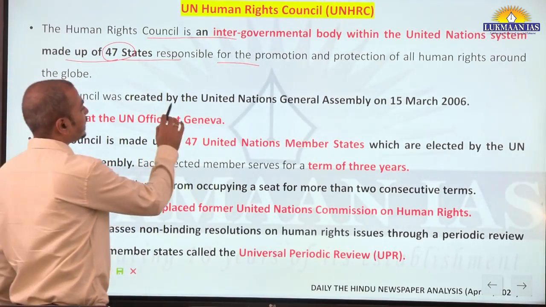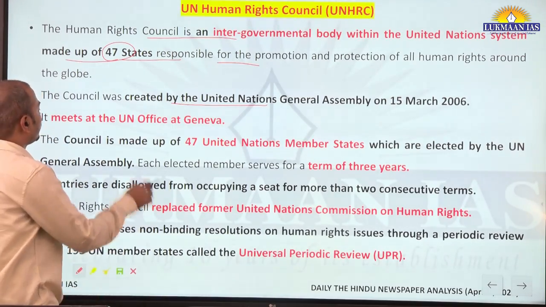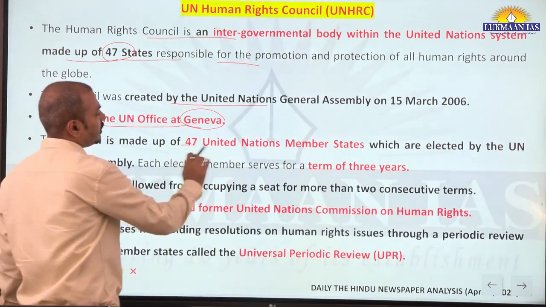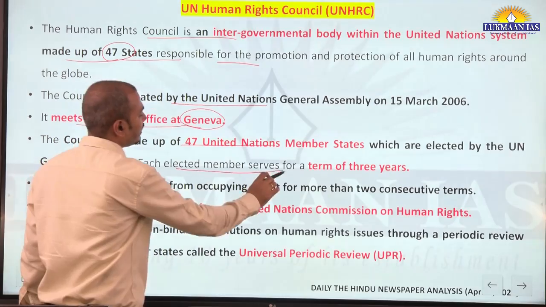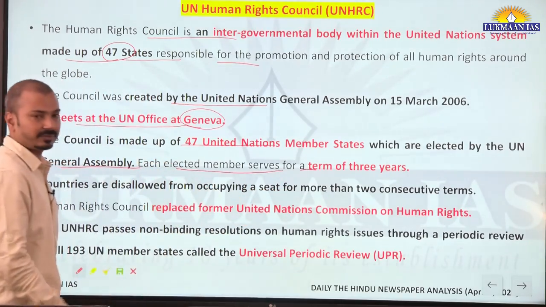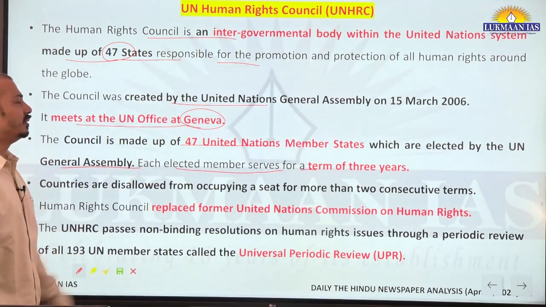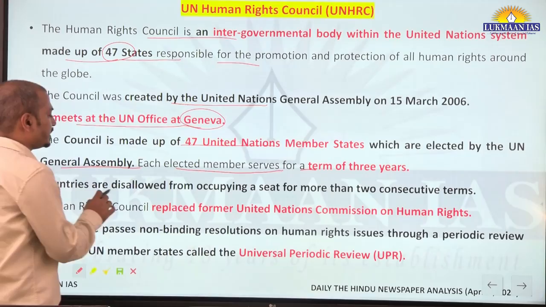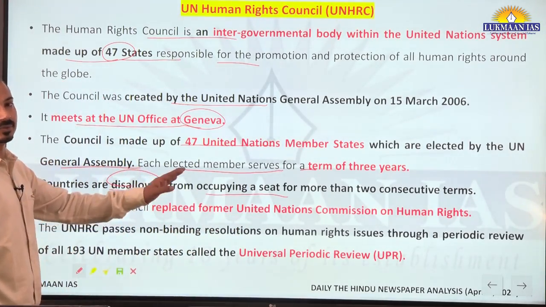The council was created by the UNGA in 2006. It meets at the UN office in Geneva. 47 UN members are elected by the UNGA. Each elected member serves a term of 3 years. Okay, a 3-year term. The UNGA elects 47 UN members as members of the UNHRC. Then countries are disallowed from occupying a seat for more than 2 consecutive terms.